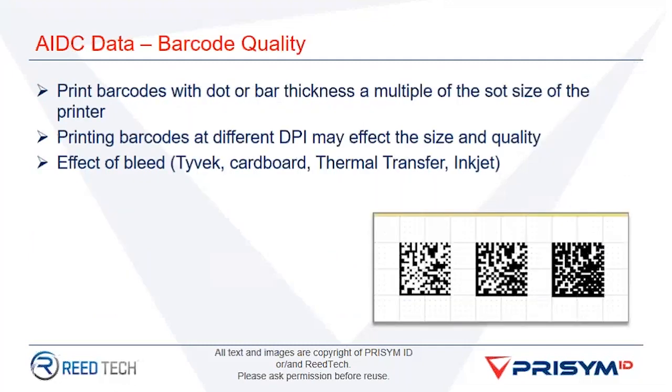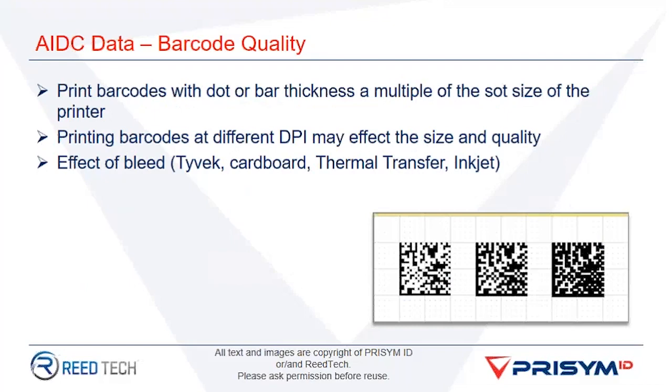Now, to ensure that barcodes are of an adequate quality, there are some useful guidelines that you should bear in mind. Do not try to print the same size barcode on printers that have different dot sizes. The dot size on your printer is normally given as DPI, dots per inch, or DPMM, dots per millimeter. Printing a barcode on a 300 DPI or 600 DPI printer isn't a problem. You just use twice as many dots for the 600 DPI printer.